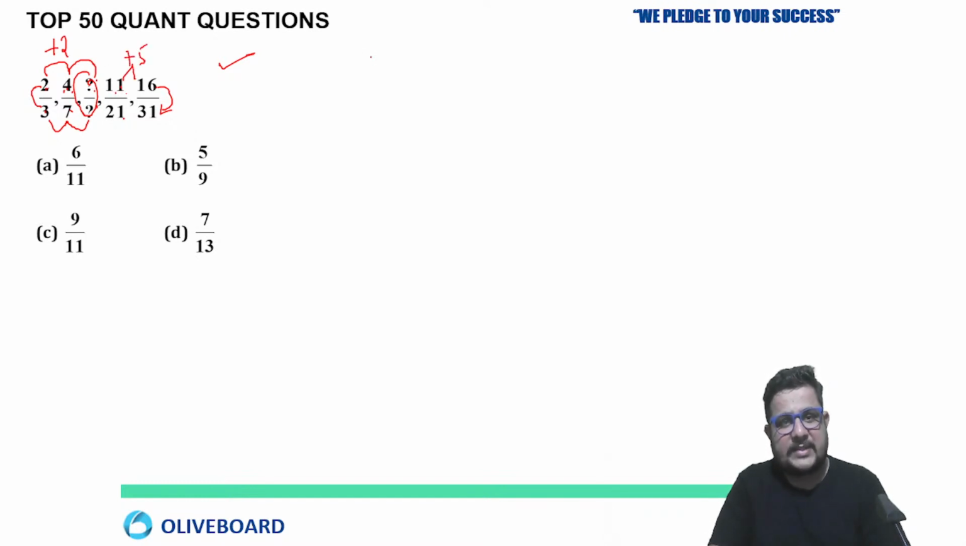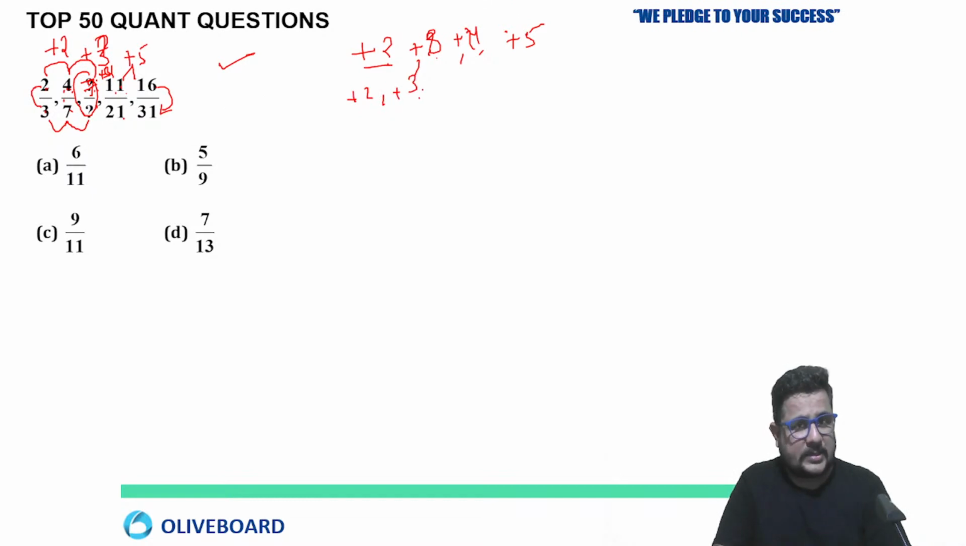Two differences are missing here. The first one is plus 2 and the last difference is plus 5. So what can the consecutive differences be? Plus 3 and plus 4 also. So if we add 4 plus 3, it will become 7. 7 plus 4 actually. First we are adding plus 2, then plus 3, then plus 4, then plus 5.